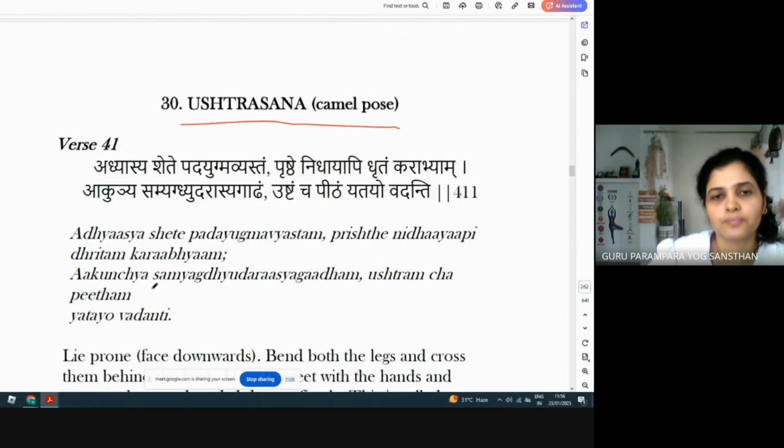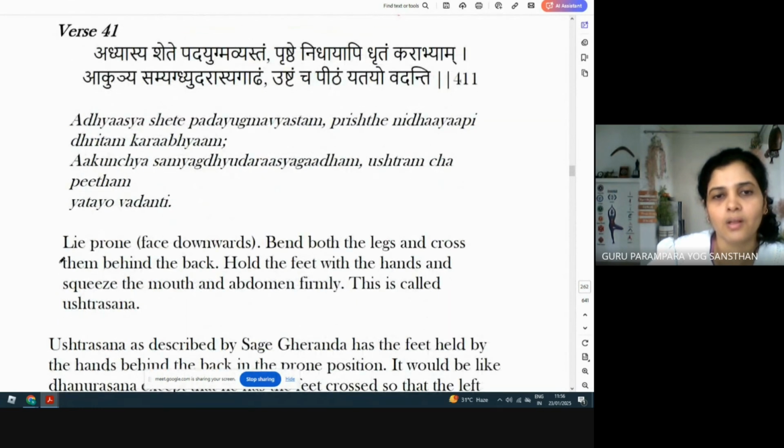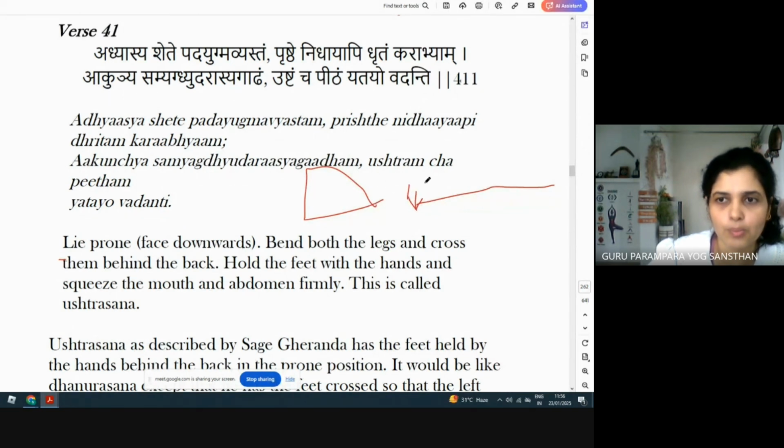Ushtrasana is slightly different from what we do today. We hold our toes from behind, lying flat in prone position. Supine is looking upward, prone is looking downward. I used the wrong terminology earlier in Shalvasana. Supine is upward and prone is down.